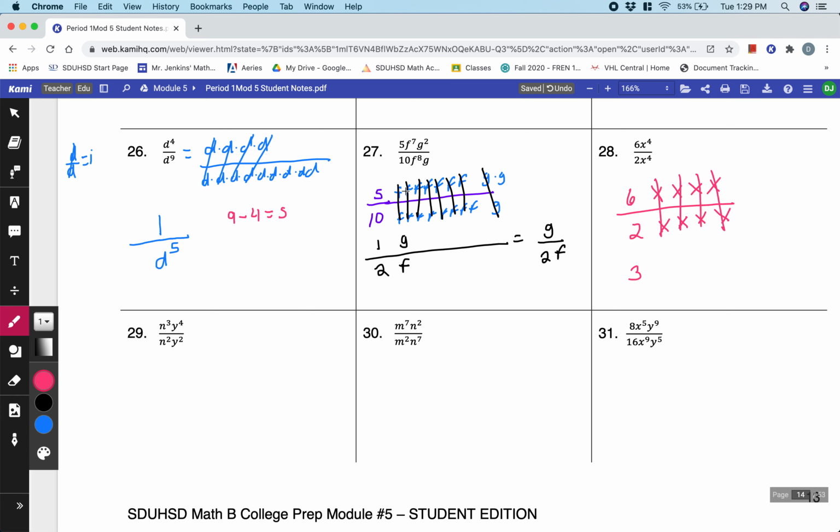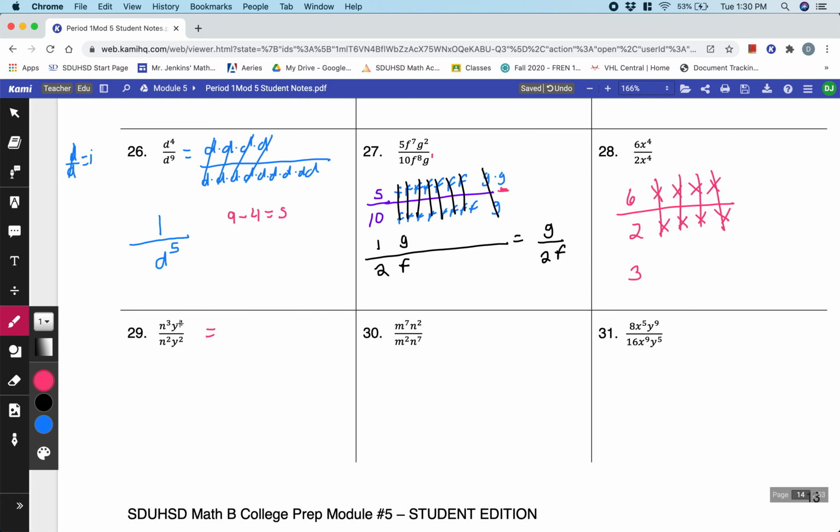Here, with my f's, I crossed them off, but if I were to do 8 minus 7, I would have 1 f left over, and I would have 1 left over on the bottom because 8 is greater than 7. Similar with the g's, I had g to the second over g to the invisible 1. And if I subtracted 2 minus 1, I would have 1g left on top because 2 is greater than 1. So we can do that same process here.